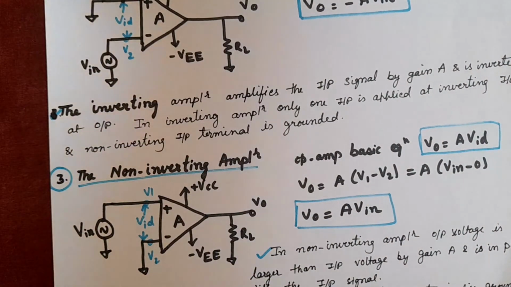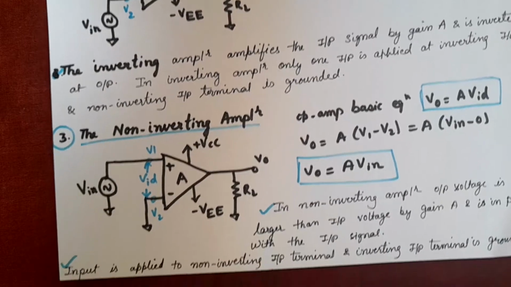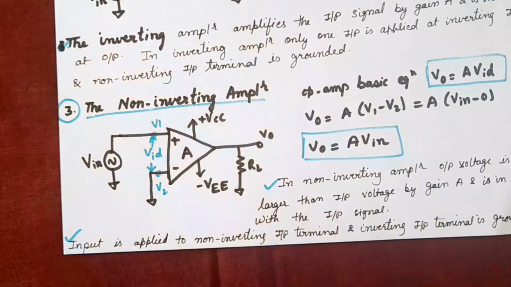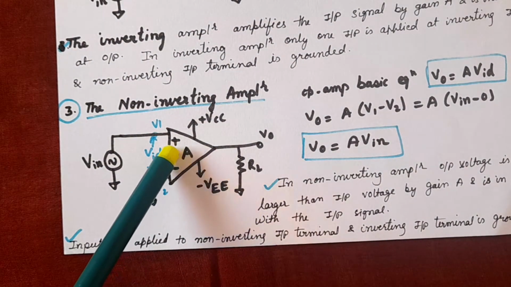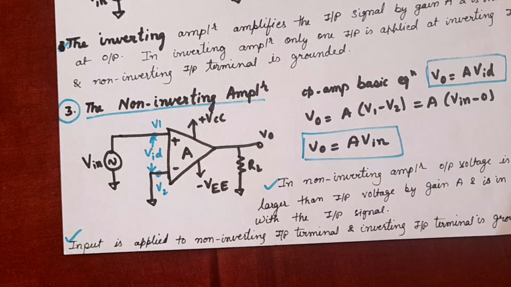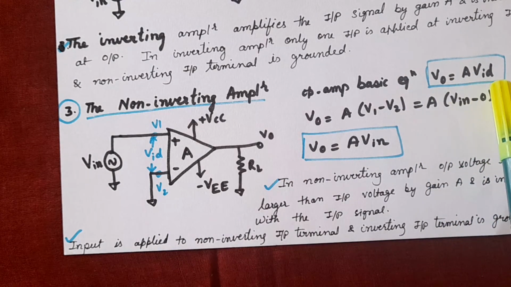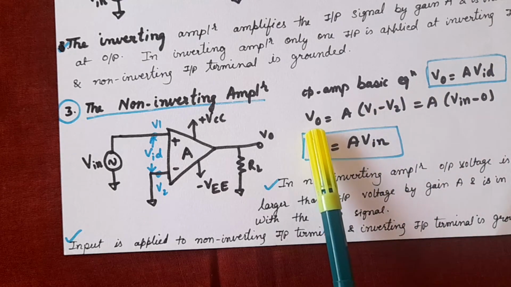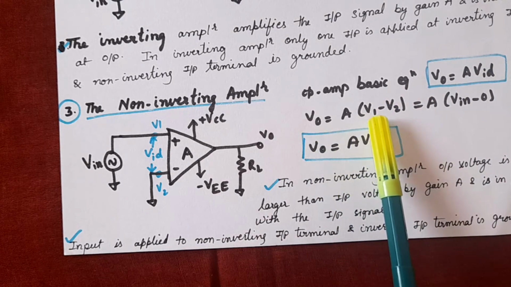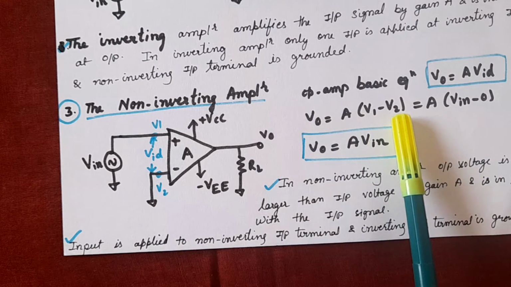In the non-inverting amplifier, the input is applied at the plus terminal or non-inverting terminal of the op-amp and the inverting terminal is grounded. The op-amp basic equation is V0 is equal to A times VID, and VID is the difference input voltage, which is written as V0 is equal to A times (V1 minus V2).